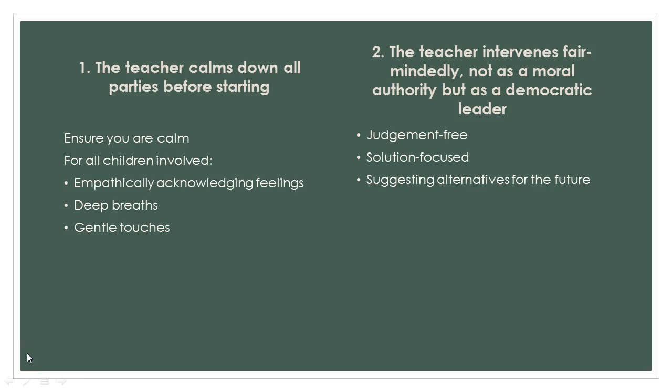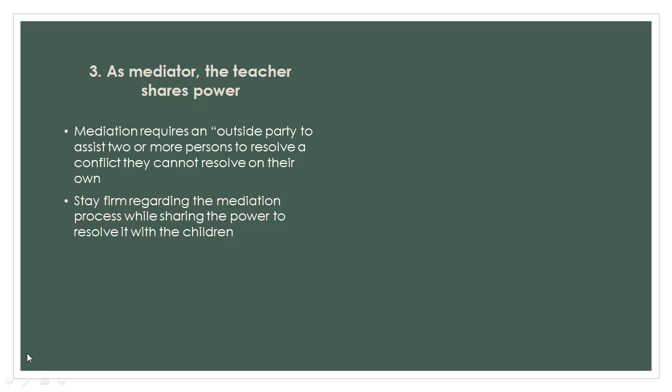We also want to make sure that we are focusing on solutions as opposed to focusing on the problem itself. And then as the teacher, depending on the level that the children have of navigating this, we might suggest alternatives for the future. We might say, next time, Johnny would like it if you asked instead of taking it from him. Or next time, instead of pushing your friend when you're upset, maybe you could say, I don't like that. So ideas for how to do it differently in the future.